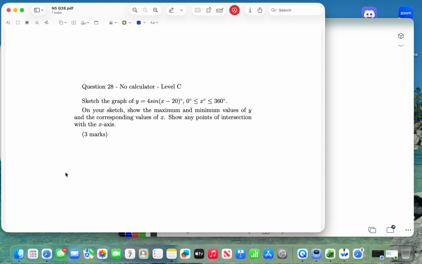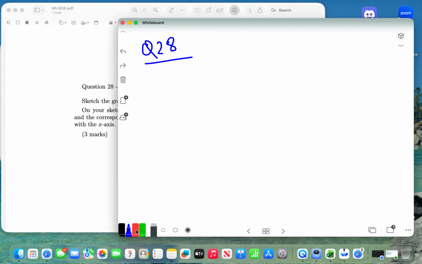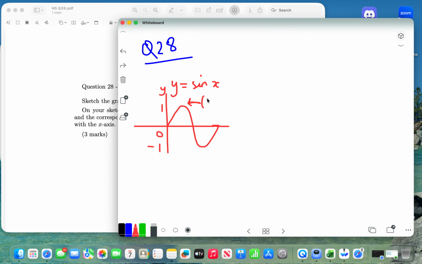The first thing we want to do is consider the graph of y equals sine x from 0 to 360. It looks like it has a maximum of 1 and a minimum of -1. So this is y equals sine of x. It starts at 0. The maximum is at x is 90, y is 1.